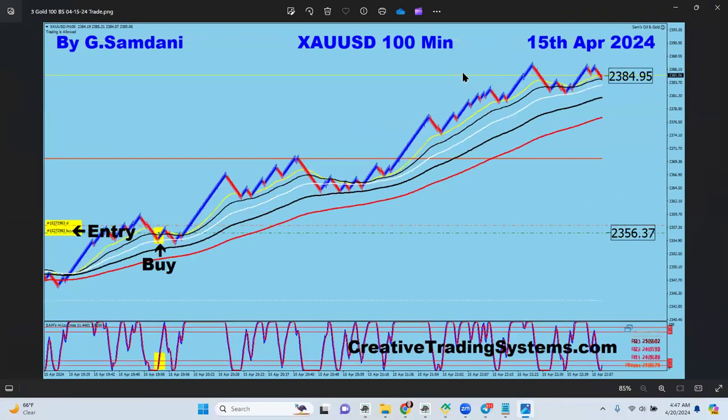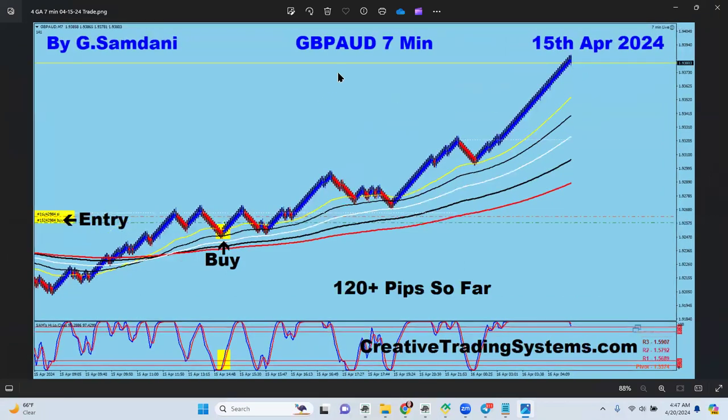Now, this is also gold going to the upside again after the retracement. Again, next move, and it was also opened by the EA. And this is Pound Aussie. Look at the beautiful trade taken by the EA. It went up nice and clean, and this indicates all the way down. Buy order is right there.